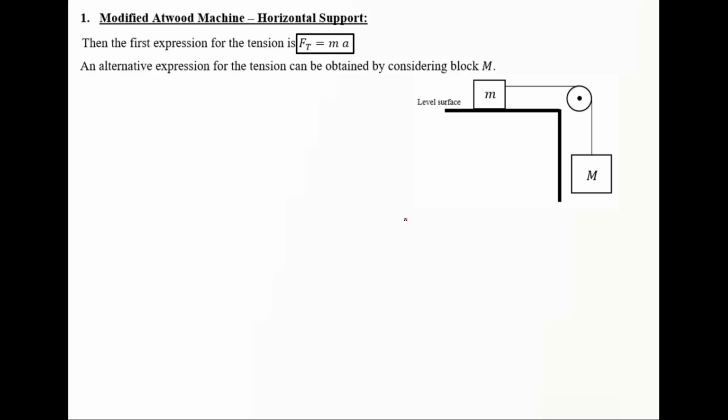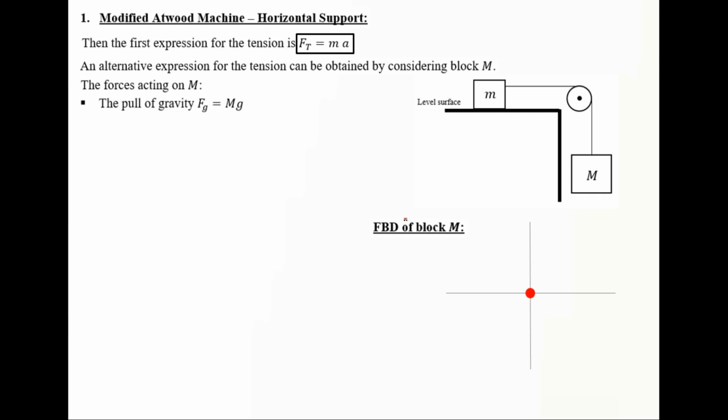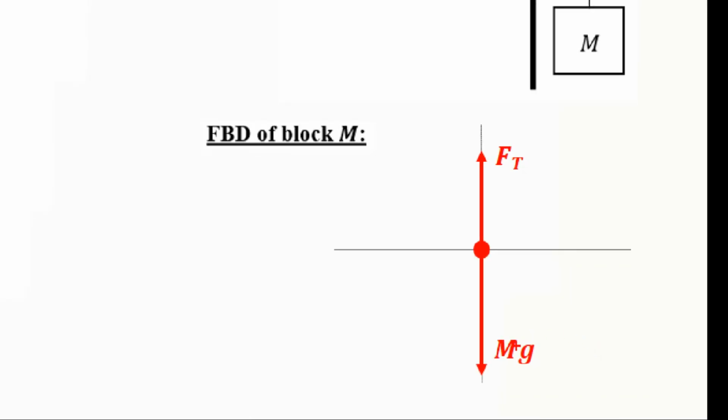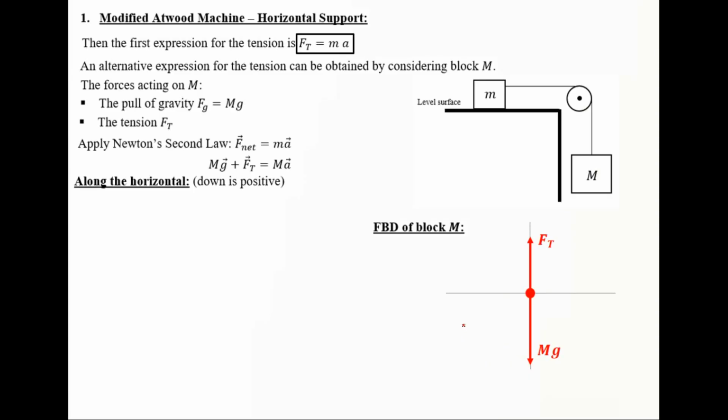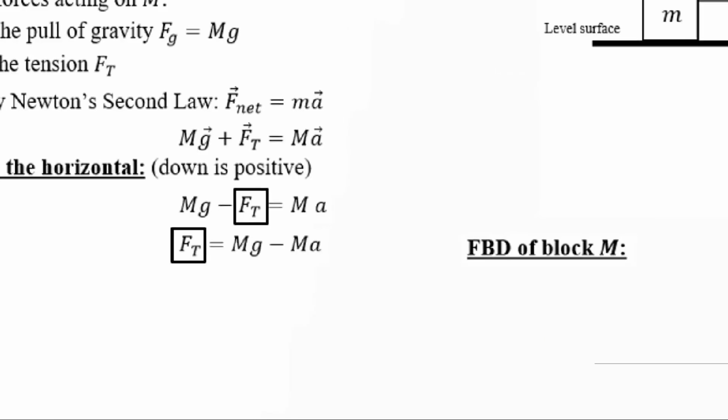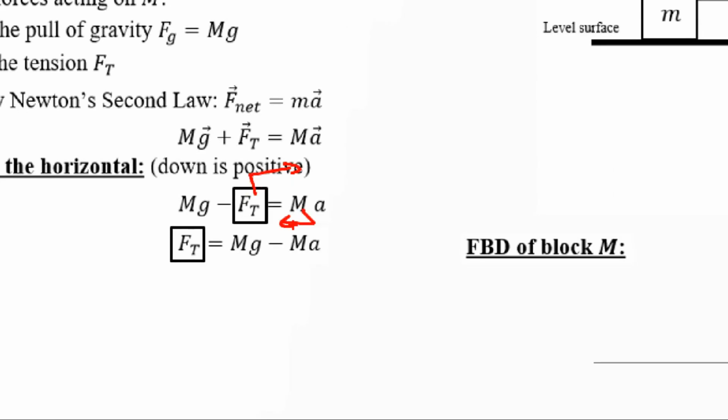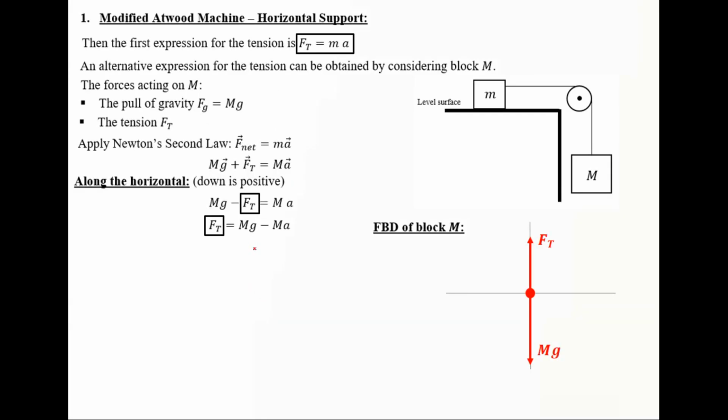Now let's set up the FBD of block M. We have the pull of gravity down and the tension up, and notice that the pull of gravity has been represented by a greater length in order to indicate that it's accelerating downward. Now let's apply Newton's second law, considering that down is positive, so that would be Mg minus FT equals MA. And FT, if we isolate it, would be Mg minus MA.